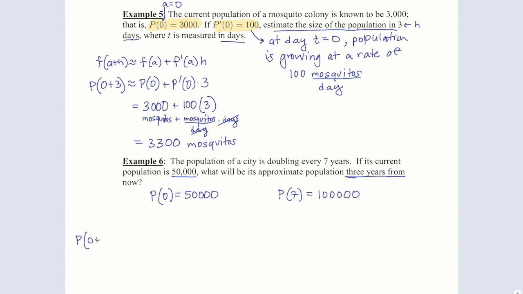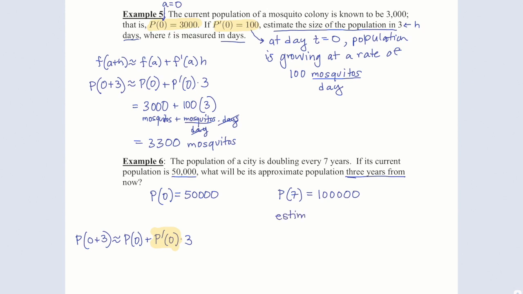So we'll say, well, p of 3, which we'll think of as 0 plus 3, would be about the same as p of 0 plus the derivative, or the rate of change at 0, times the h value that we want to move away from 0, so times 3 again. The p of 0 we have. The thing that's trickier on this one is they didn't just directly tell us p prime, we need to estimate it.